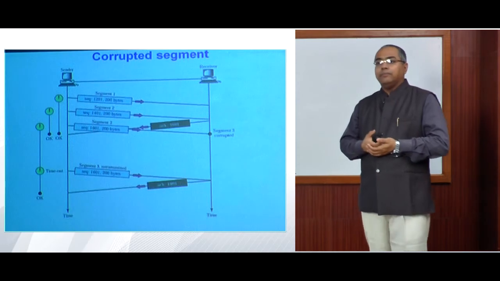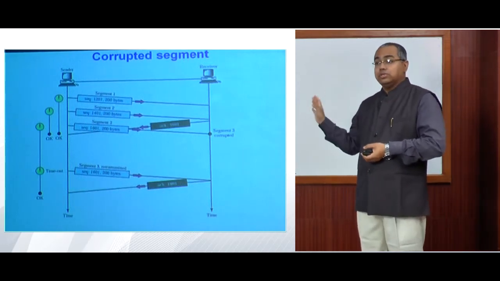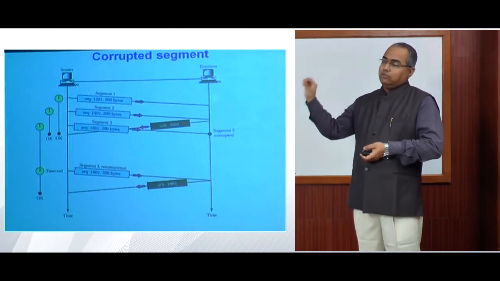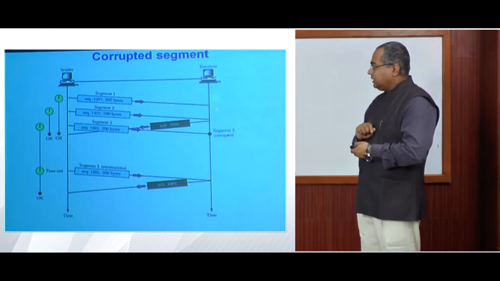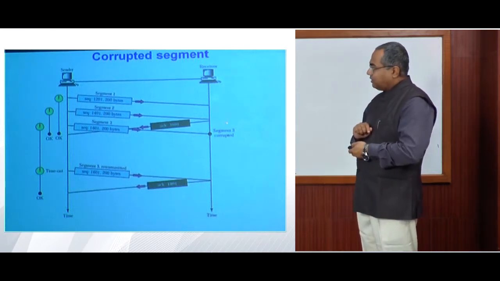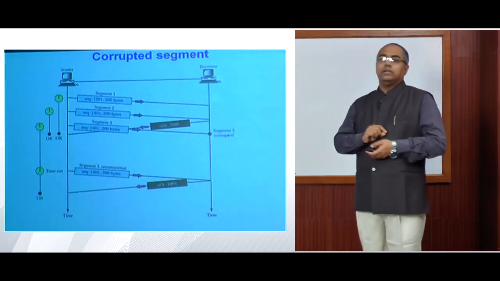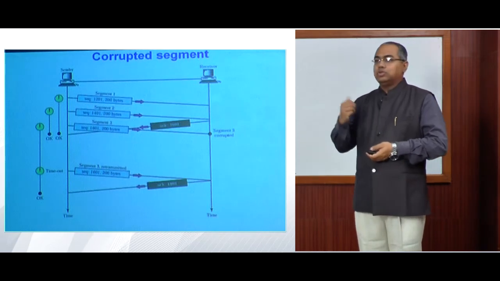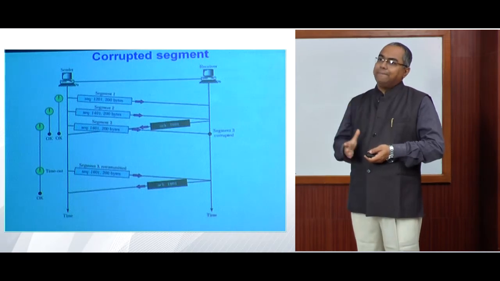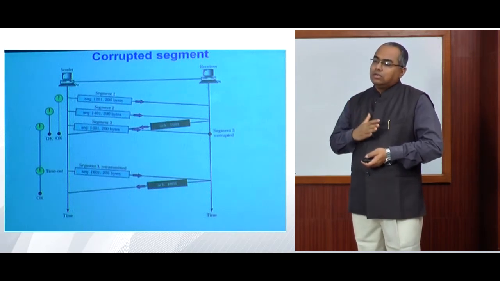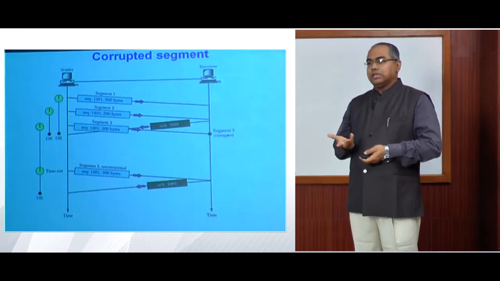The query must come: sir, how does the receiver identify that the segment is corrupted? We have ways to identify it at the receiver. When we learn the segment structure of TCP, we will discuss it. For the time being, let us take it for granted that segment 3 has been corrupted, and it has been understood by the receiver.